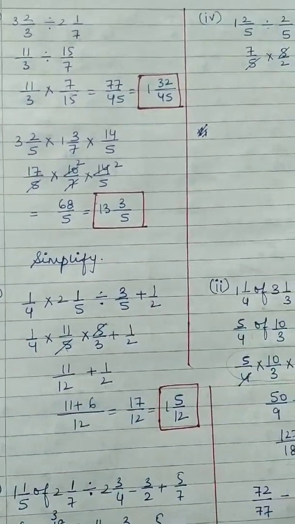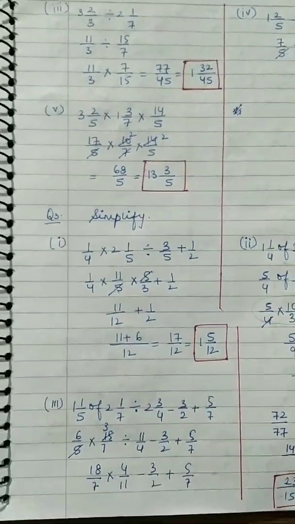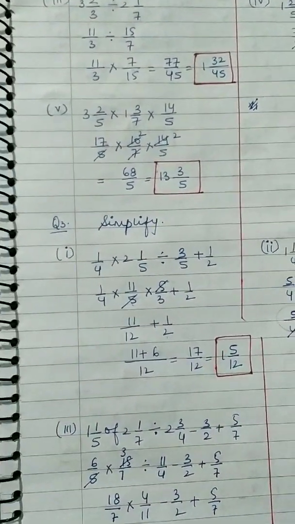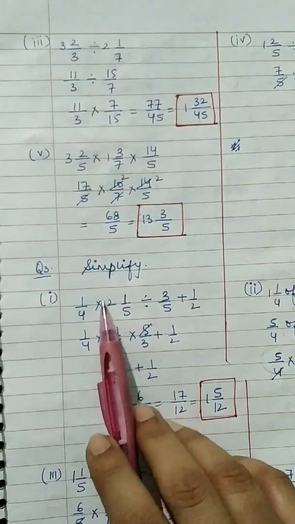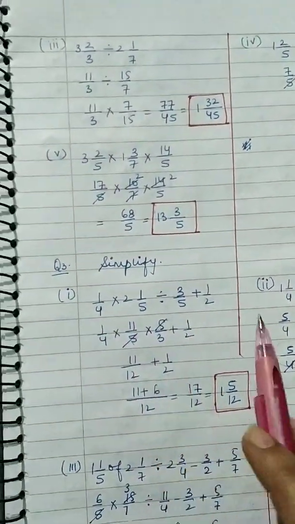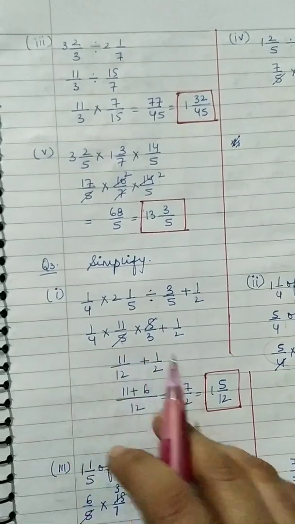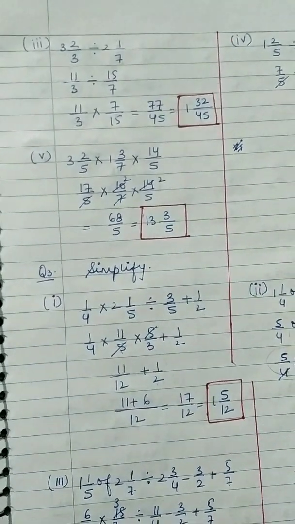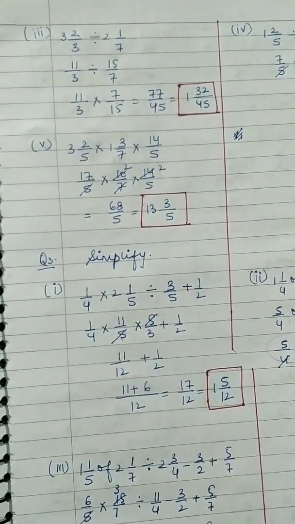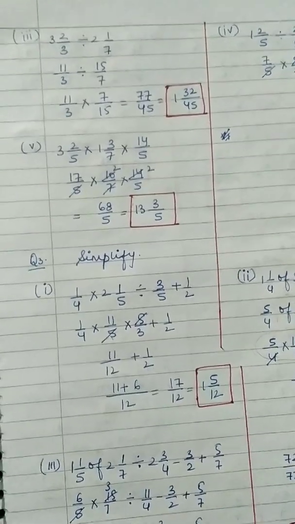Now, children, next is simplify. In simplify, always keep BODMAS in your mind, because with the help of BODMAS only we will solve questions 3, 4 and 5. So BODMAS means bracket. First of all we will solve the bracket, then of, then division, multiplication, addition and subtraction.